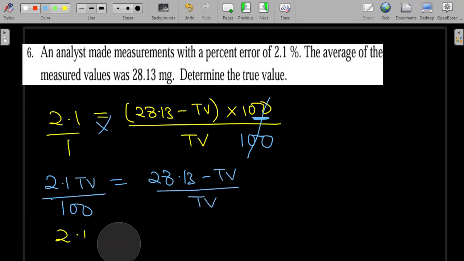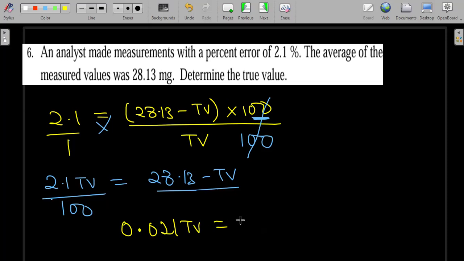All right, this TV, I cross multiplied it, so it's there. Here it's not there like that. I cross multiplied there with this. So this one here, when we divide it, it will be 0.021 TV is equal to 28.13 minus TV.